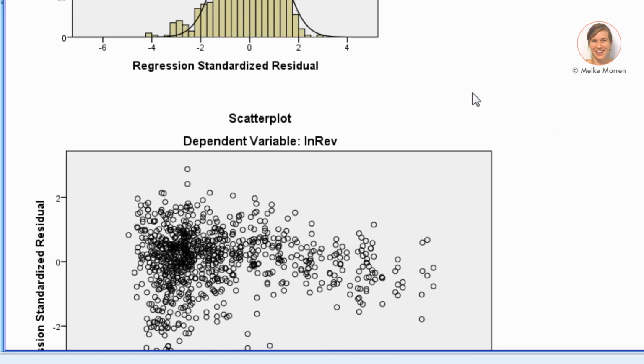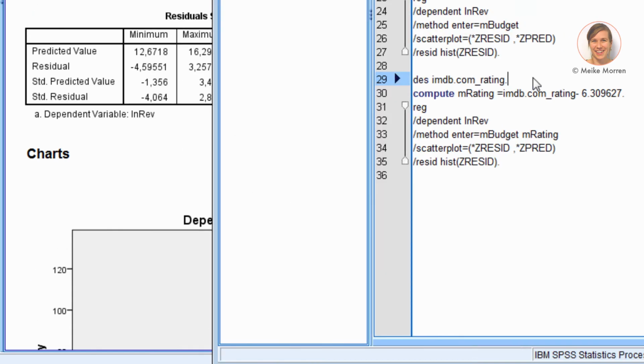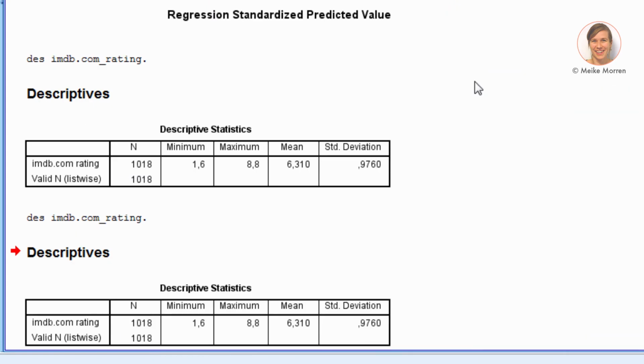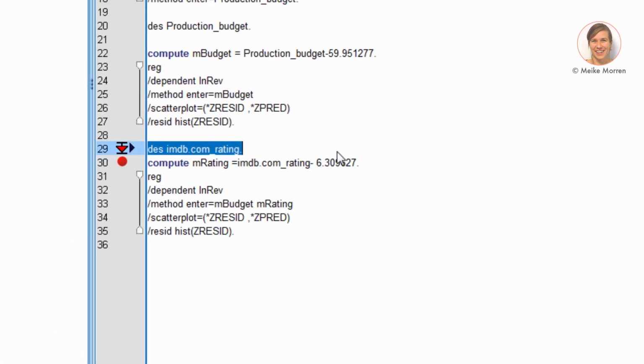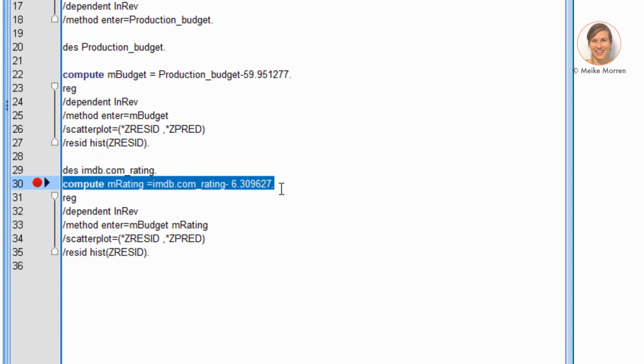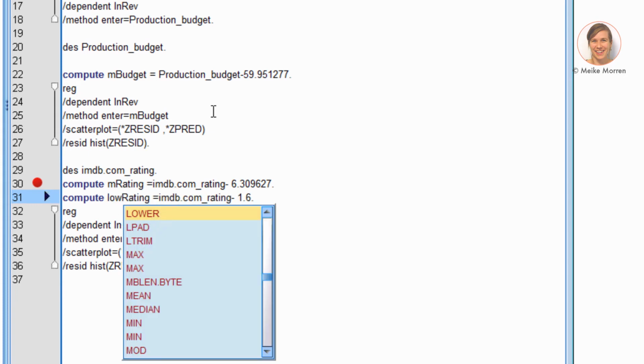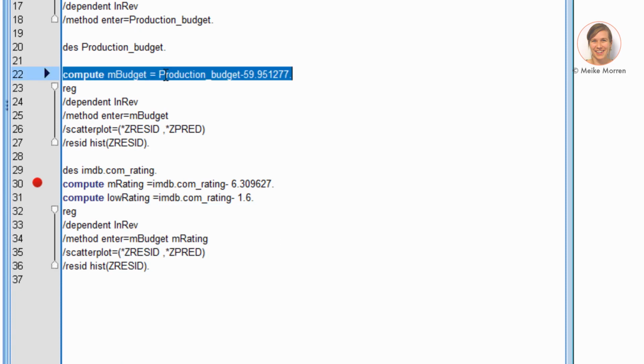So again, the lowest value is 1.6. We call it low, and we do the same for budget.